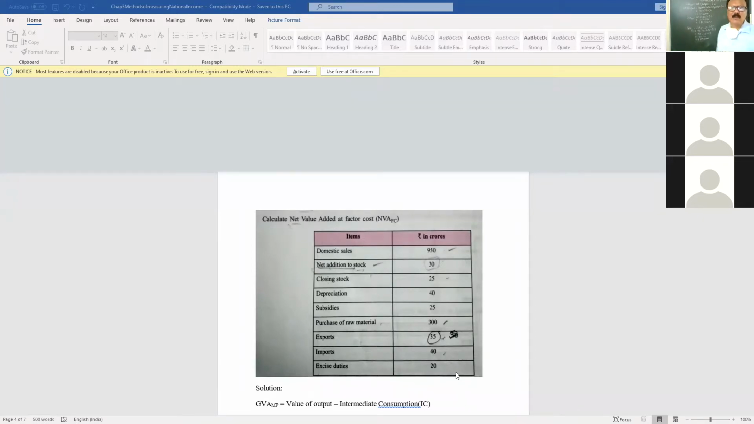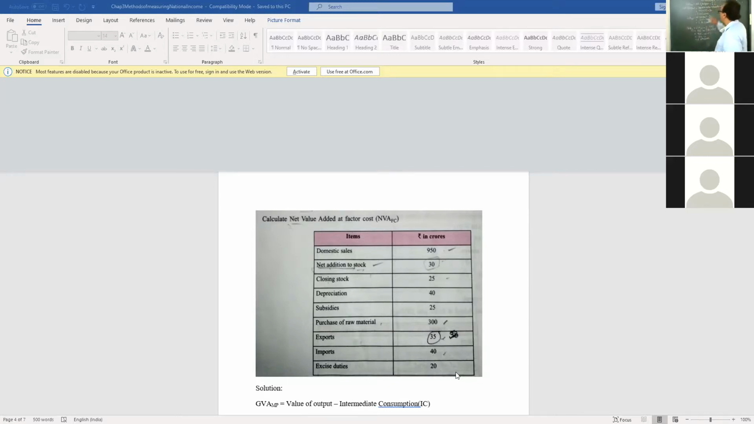The question was to calculate the net value added at factor cost. And you see, the question gives domestic sales. On Friday I told you exports is a part of sales. When sales is directly given, we do not include exports because exports is part of sales. But when domestic sales are given, that is sales done within the domestic territory, then to get total sales, what do we do? We add exports.